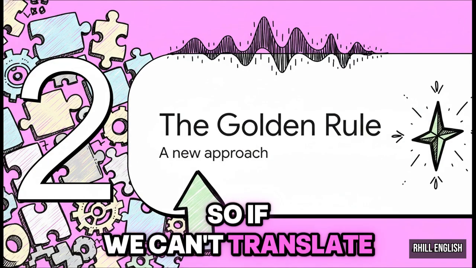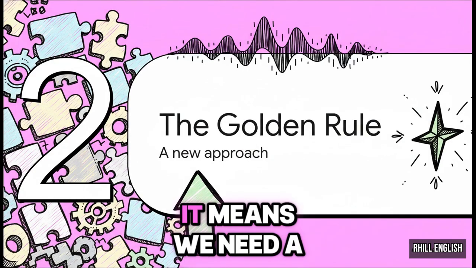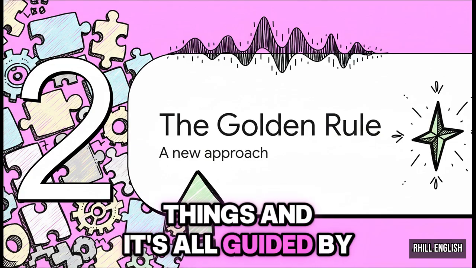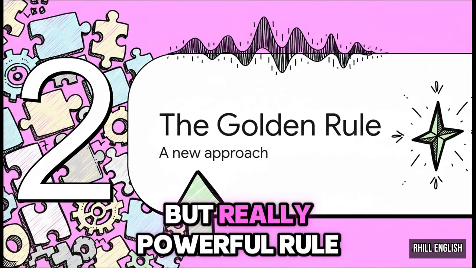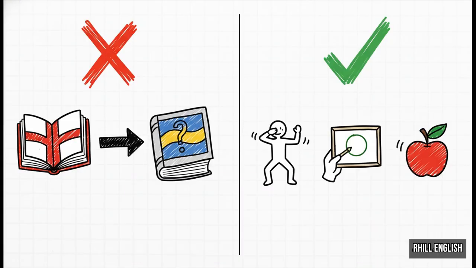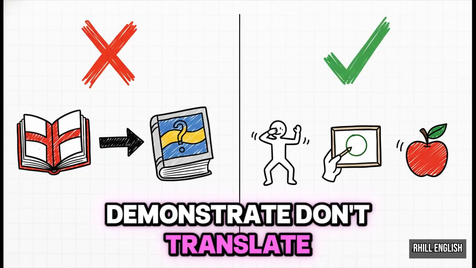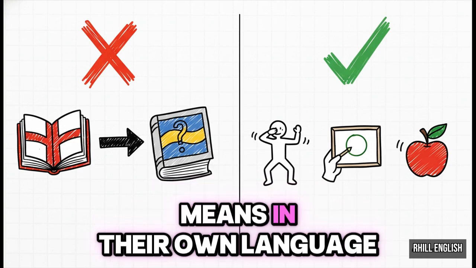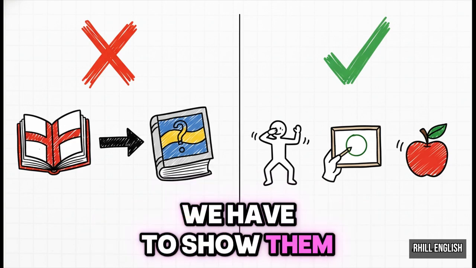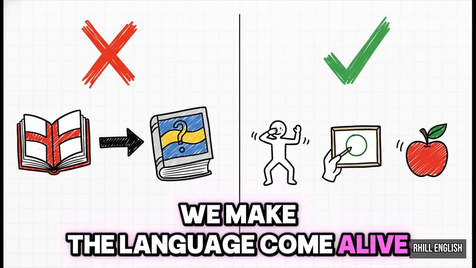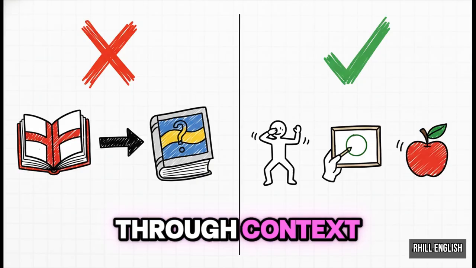So if we can't translate, what do we do instead? Well, it means we need a fundamental shift in how we approach things, and it's all guided by one simple but really powerful rule. This is it, the golden rule, straight from Cambridge Assessment English. Demonstrate, don't translate. Instead of telling them what something means in their own language, we have to show them what it means in English. We make the language come alive through action, through context.